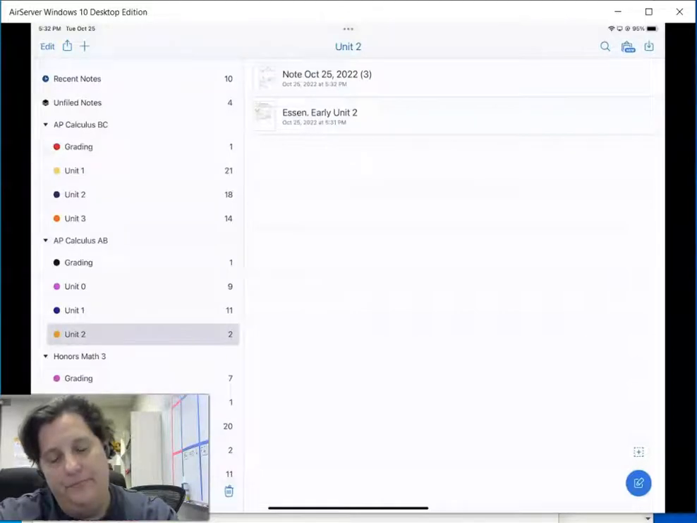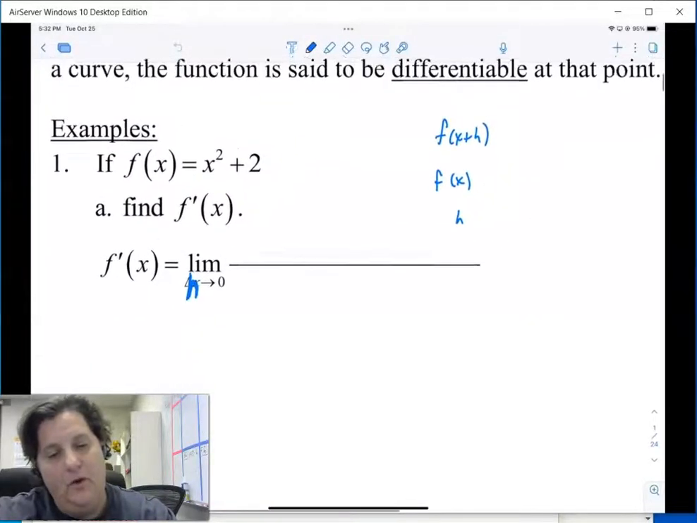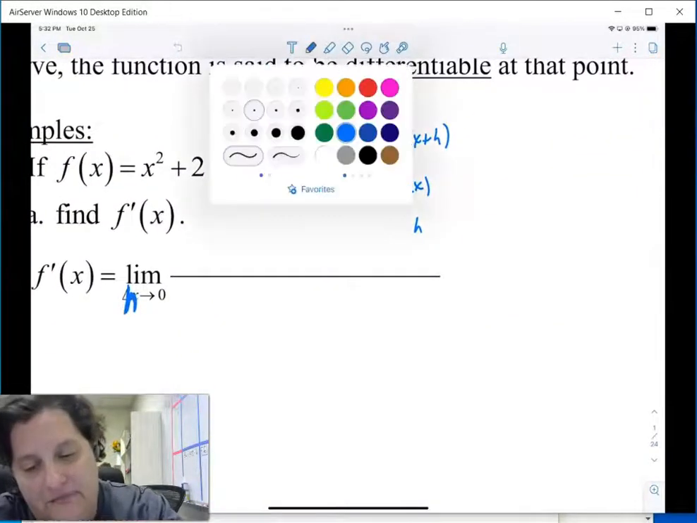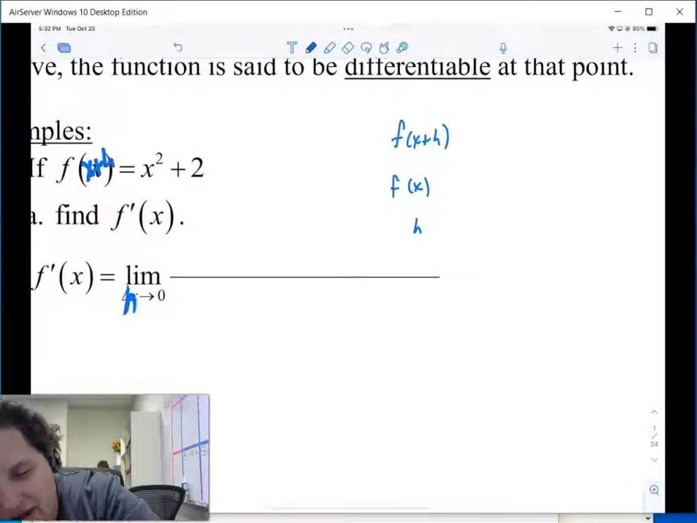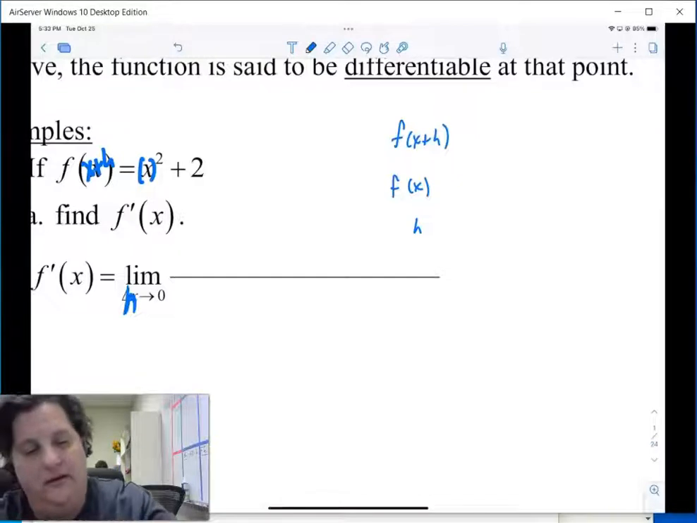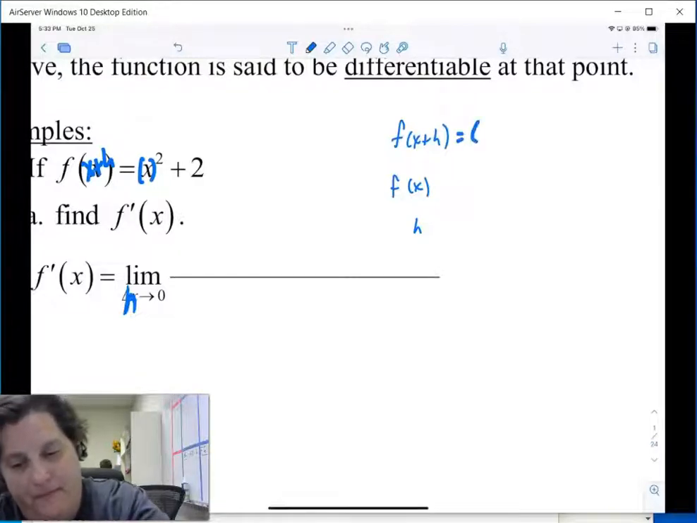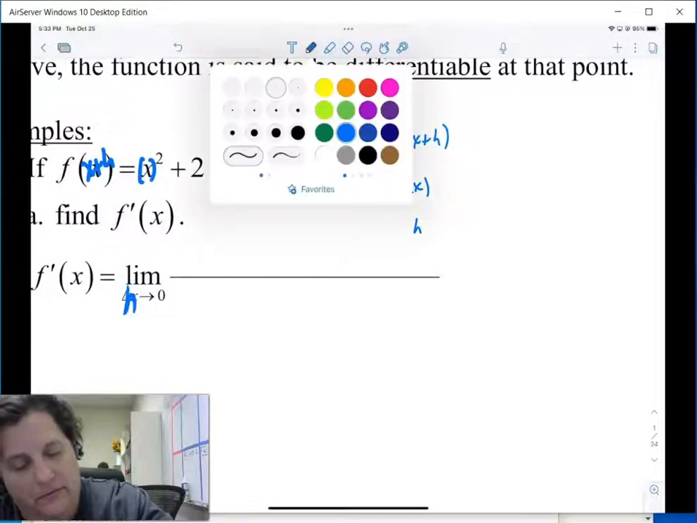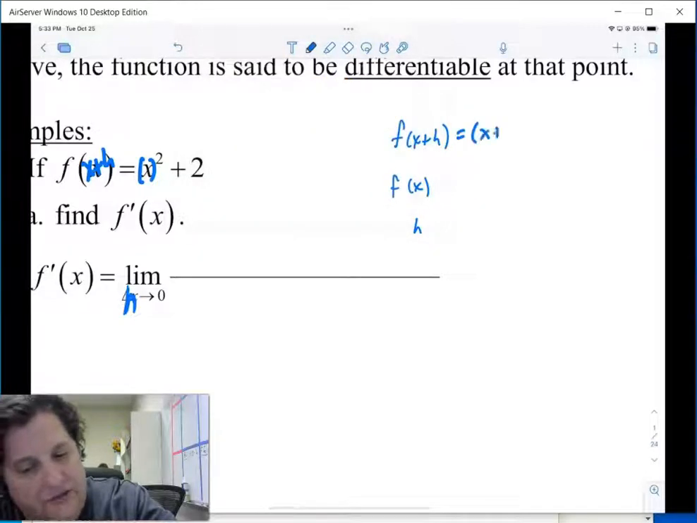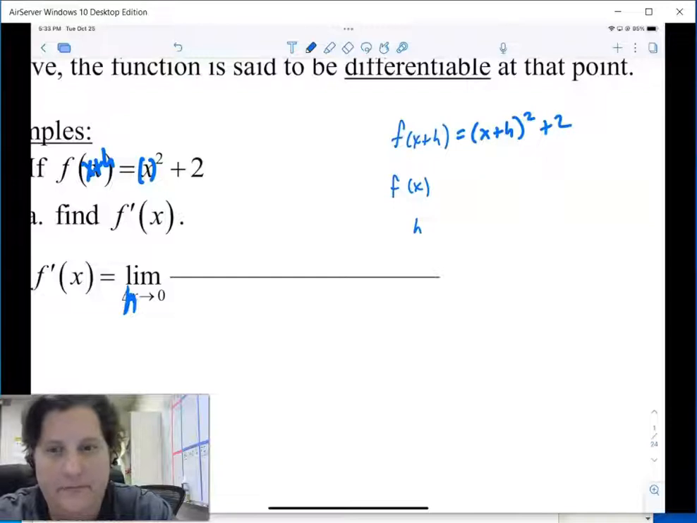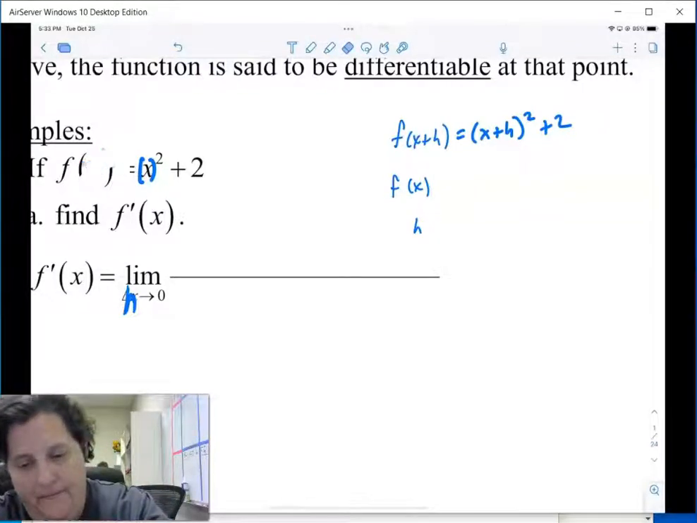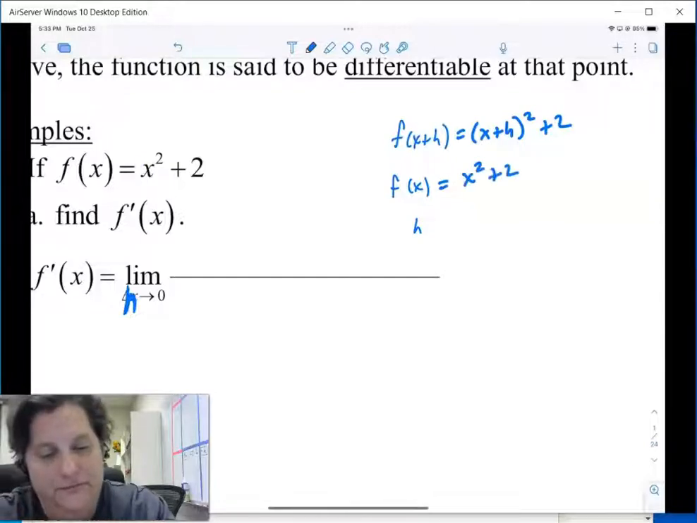So check it out. What is f of x plus h? Well, it's taking x plus h and putting it right in there. So you guys see that it's x plus h squared plus 2. Okay? Cool, cool. Come back here. What is f of x? Well, f of x is just x squared plus 2.